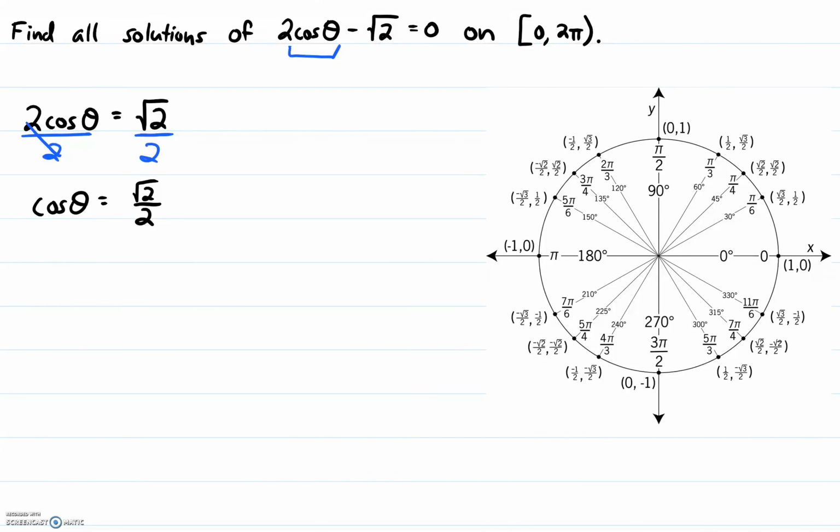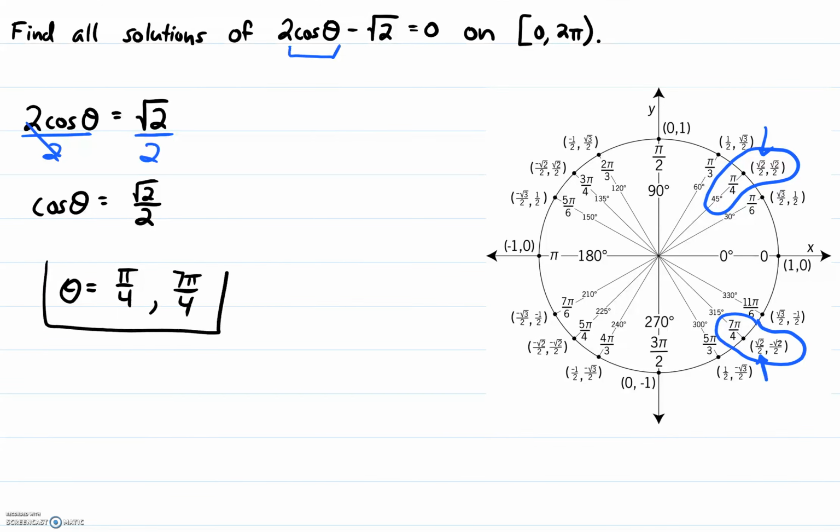So we can look on the unit circle and circle all the places where we have an x value, since it's cosine, equal to the square root of 2 over 2. The first spot where that happens is right here at pi over 4. And the second spot where we have positive square root of 2 over 2 as our x value is 7 pi over 4. Notice we have the x value right there and the x value right there, square root of 2 over 2. So what that tells us is theta is equal to pi over 4, or 45 degrees, and 7 pi over 4, or 315 degrees. And that's going to be our answers for this problem.